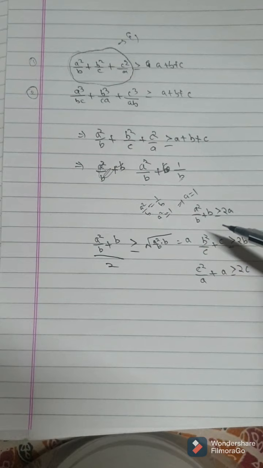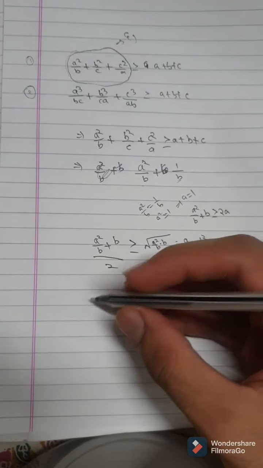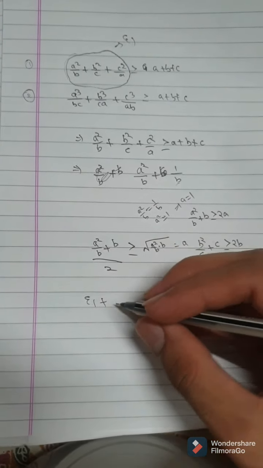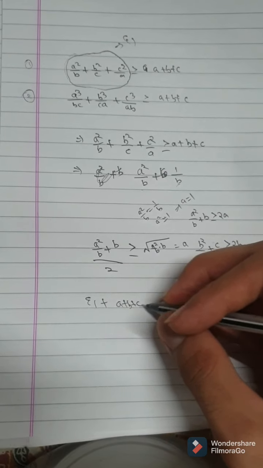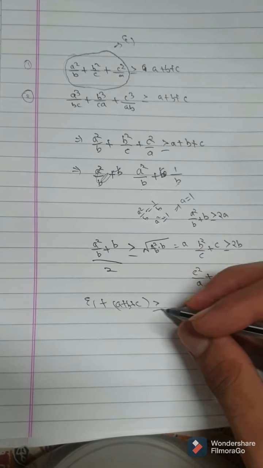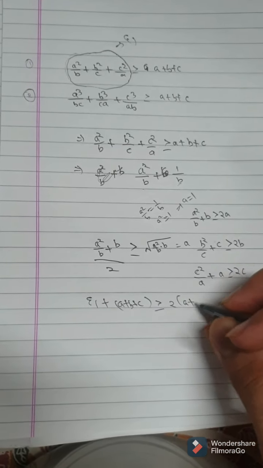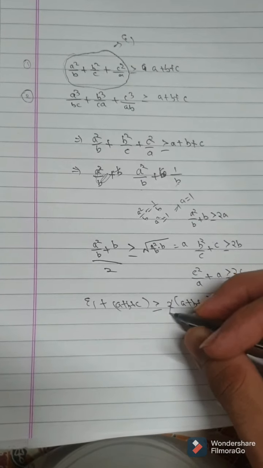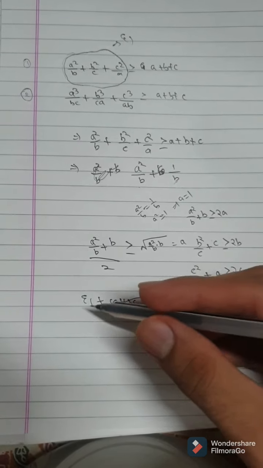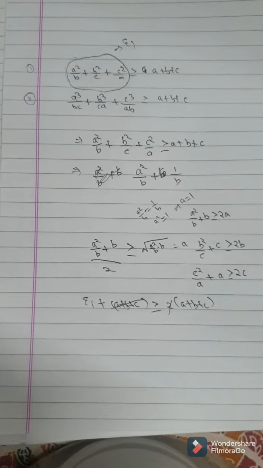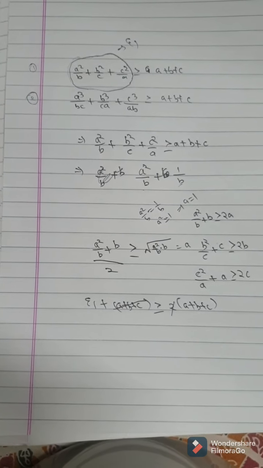So adding all these three inequalities, what we get is that E1 plus a plus b plus c will be greater than or equal to twice of a plus b plus c. Cancelling a plus b plus c from both sides, we get E1 is greater than or equal to a plus b plus c, hence proved.